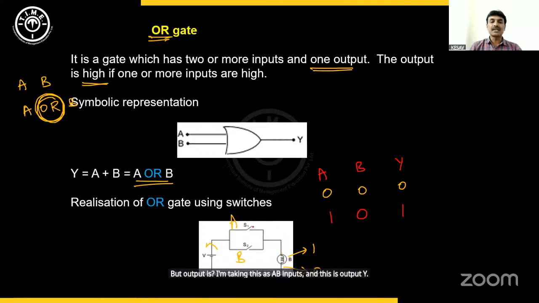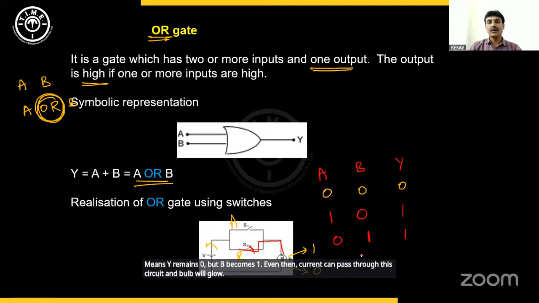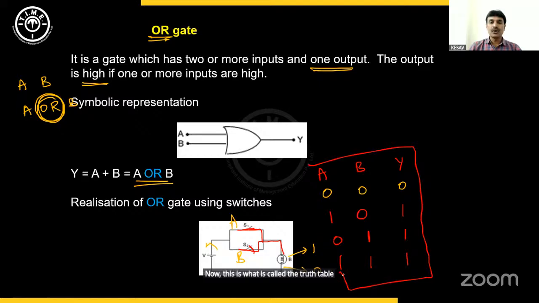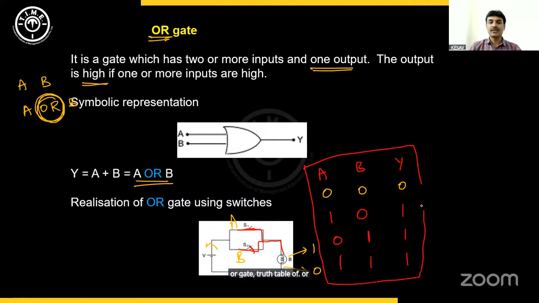Now, keep this first switch open, A open, close B, means A remains 0, but B becomes 1. Even then, current can pass through this circuit and the bulb will glow. You will get high output. What if both switches are closed? If both are closed, there is no problem, current will pass through the bulb. Both are closed means both will become 1. Output is 1. Now, this is what is called the truth table of the OR gate. With the two inputs, A, B are the inputs. These are the possible combinations.